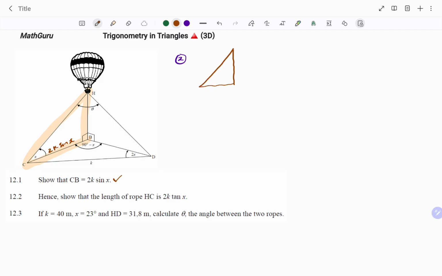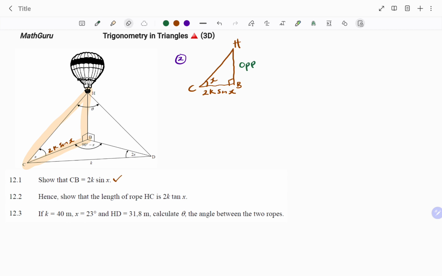It's a right angle triangle. The right angle is at B. I've been able to calculate the distance CB from the first part of the question. That's 2k sine of x. And then I have the hot air balloon H as shown. I have the angle at C, that is x. To show that HC equals 2k tan x, I'm going to use my trig ratios because that's my right angle triangle. Starting with the labeling of the sides, the side facing the reference angle will be my opposite.